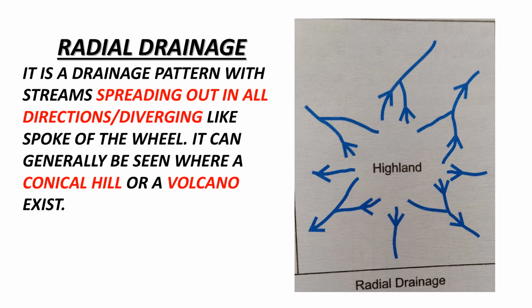Next, radial drainage. It is a drainage pattern with streams spreading out in all directions, or diverging out. You can also say like the spokes of a wheel. It can generally be seen where a conical hill or a volcano exists.